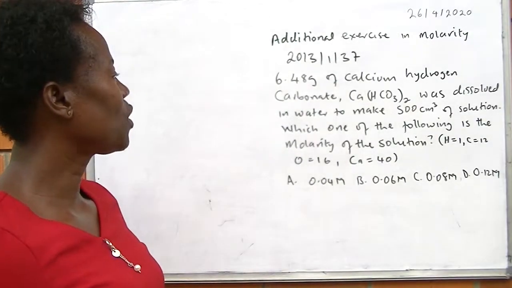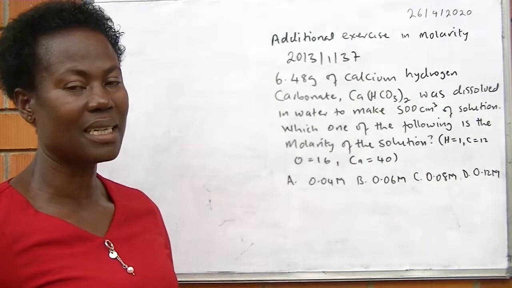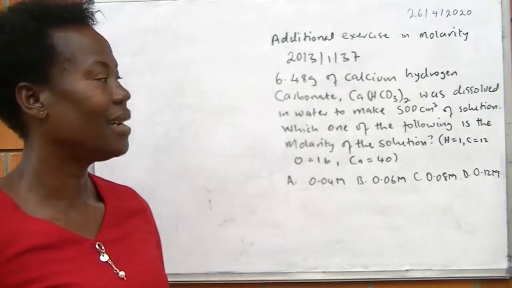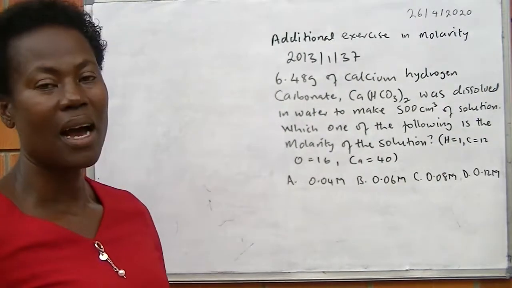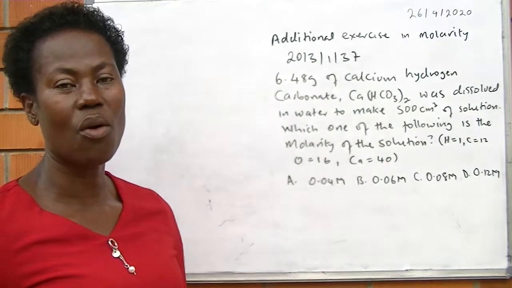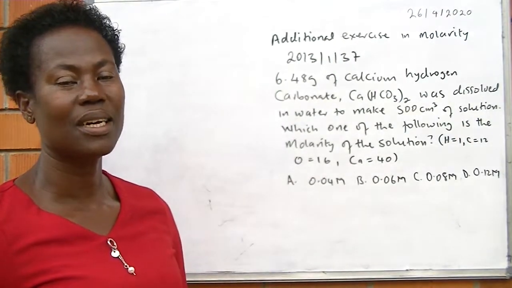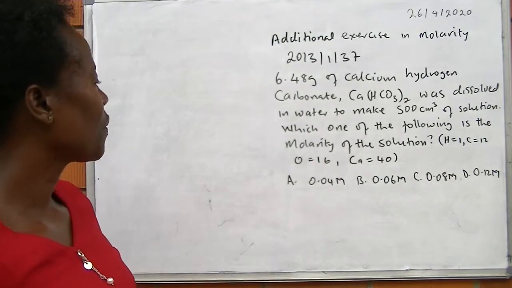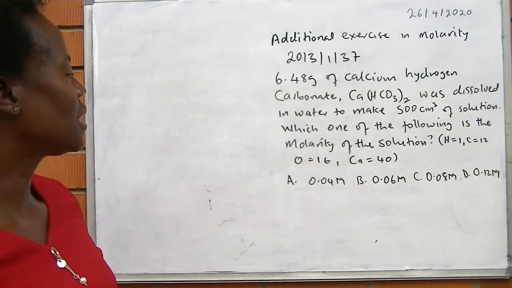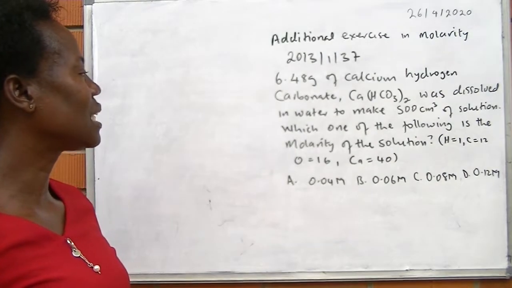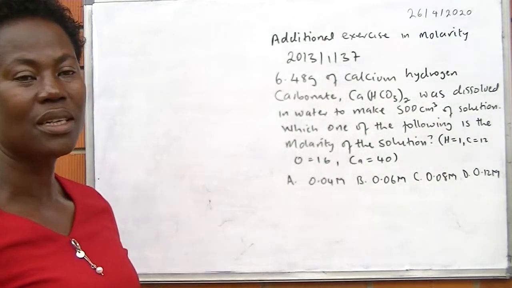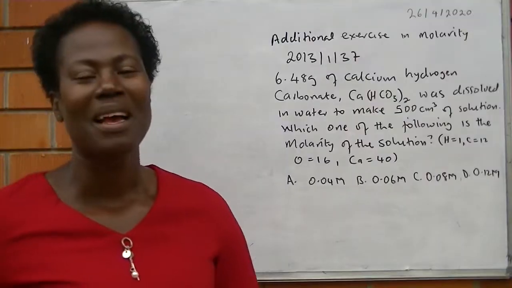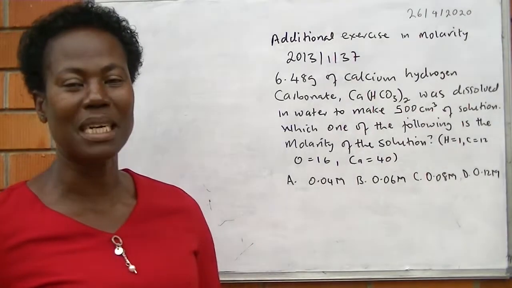Activity 3 is obtained from, again, 2013, paper 1, number 37. I told you there are many ways of using molarity to land on whatever you are requested to calculate. Now this time, we are required to calculate the molarity, but we are only given the volume and the mass dissolved. This question can be tackled in two ways.